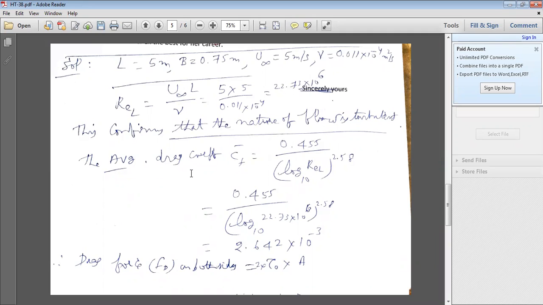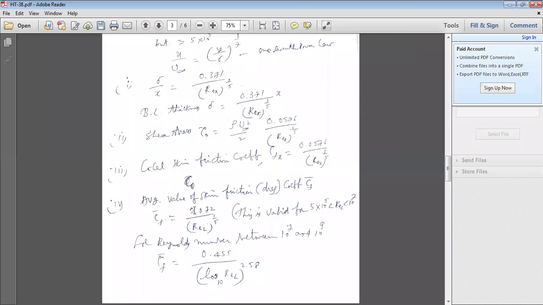So how to calculate the average drag coefficient? You have to calculate drag force, and for that you require the average drag coefficient. So first you have to get the average drag coefficient. But how do you calculate it for turbulent flow? CF bar, you can directly take the formula given in the problem. Or otherwise, if it is not given, you have to use either this formula or this formula.